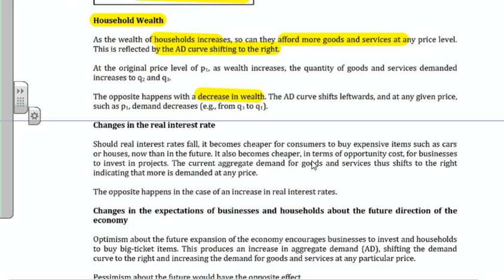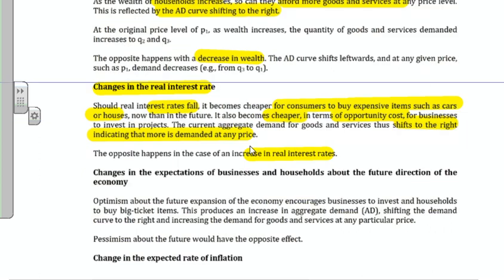What about changes in real interest rates? If real interest rates fall, what happens? It's cheaper, as a result of the lower interest rate, for consumers to buy items such as cars, houses, and things like that. It's also cheaper in terms of opportunity costs for business to invest in projects now than it was in the past. Again, we will experience a right shift in the aggregate demand curve. The same thing will apply: we can experience a left shift in the demand curve when there's an increase in real interest rates.